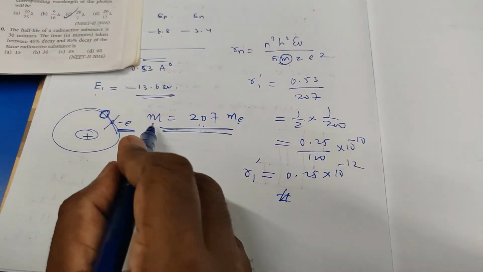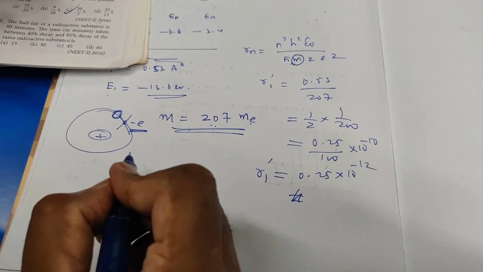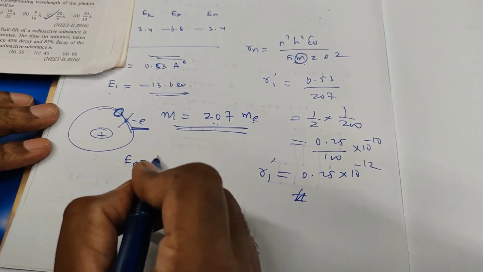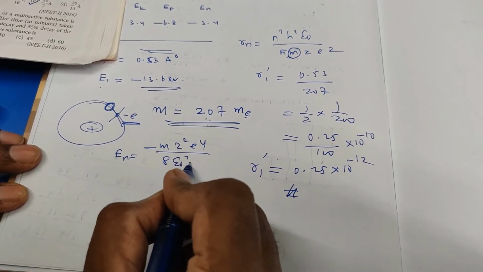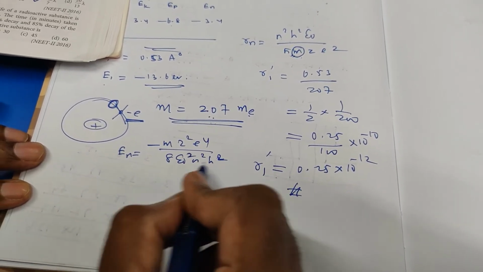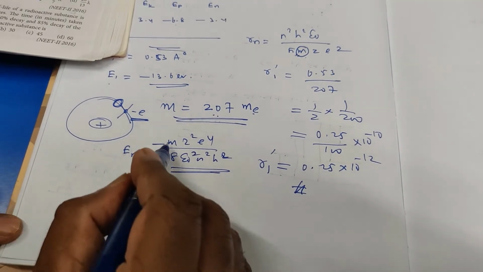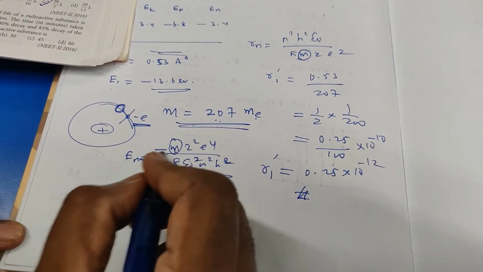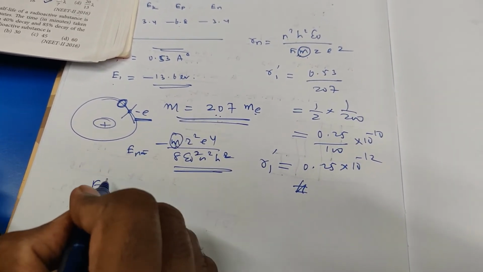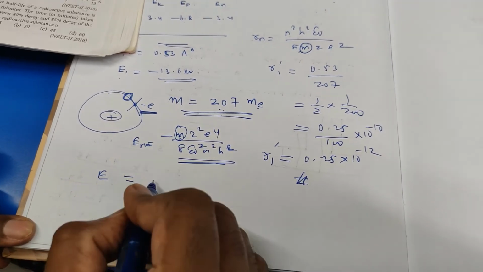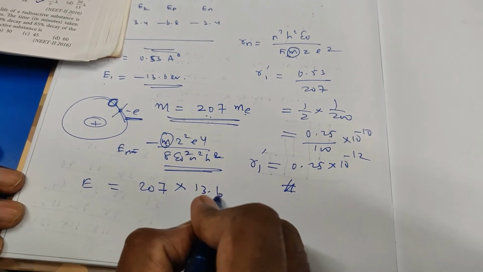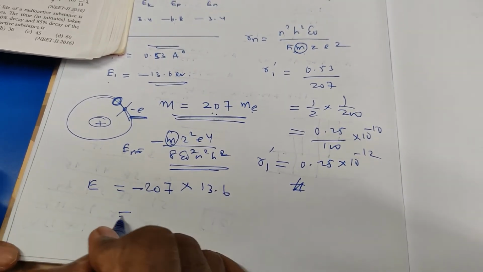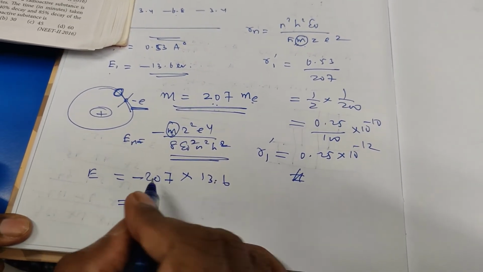Okay. Now let us find out the energy and then compare the answer. The energy formula is minus m z square e power 4 by 8 epsilon naught square n square h square. You remember we discussed this just now. So mass is in the numerator here. Energy is directly proportional to mass. Therefore, the mass is increased 207 times, and energy also will increase by 207 times. Okay. Just multiply this by 200.